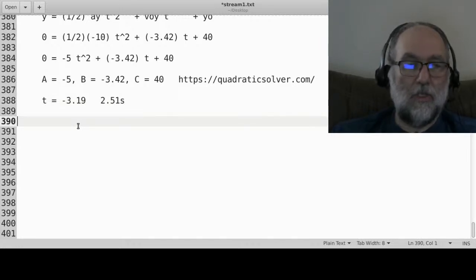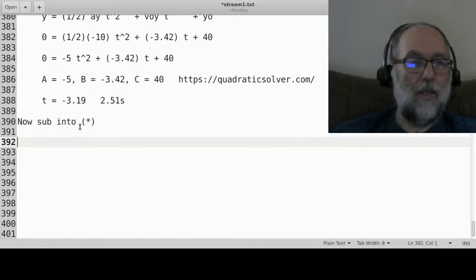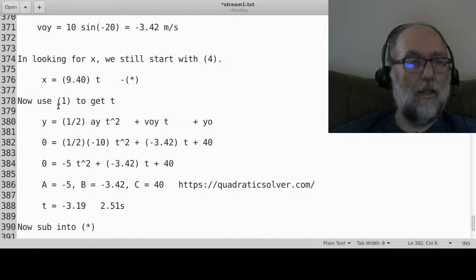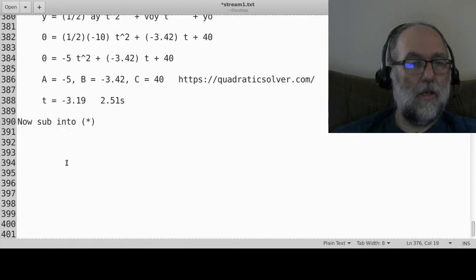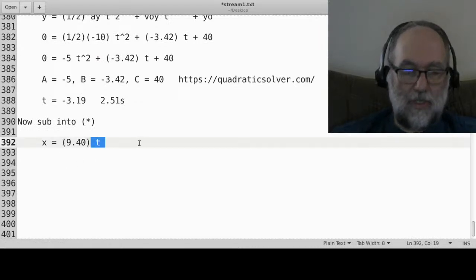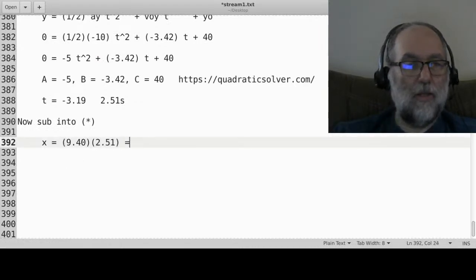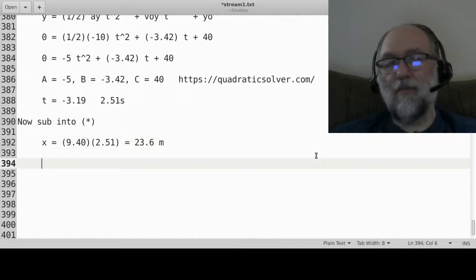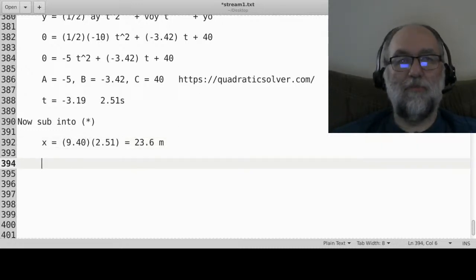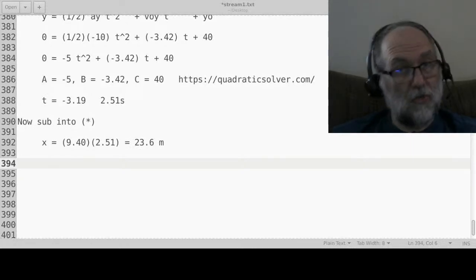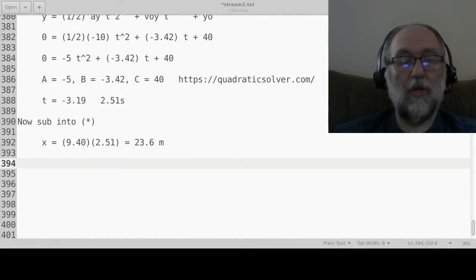Okay? Now substitute into star, like that. And we get this. For the time now, we have 2.51. And this number is going to equal 23.6 meters. Okay? So previously, it traveled 30 meters before it hit the ground. But now, because we're throwing it down, it's going to be shorter. It hits the ground in only 23.6.